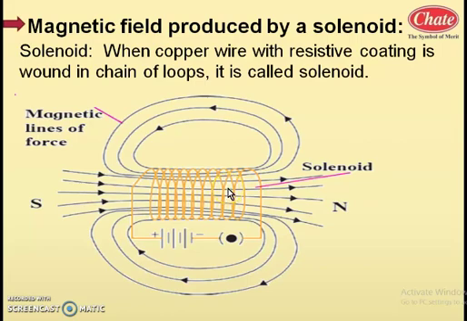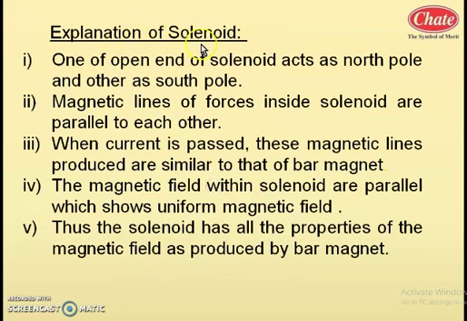Let us dictate the same. Here the question is asked on the solenoid like this: a solenoid works exactly like a bar magnet, so explain. Solenoid behaves like a bar magnet. Explanation of solenoid: one open end of the solenoid acts as north pole and the other as south pole. So one end of the solenoid acts as north pole and the other end acts as south pole.